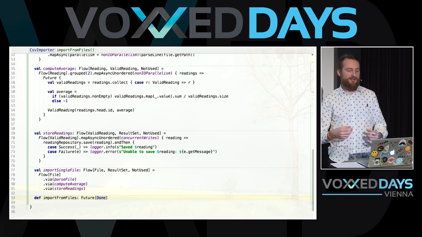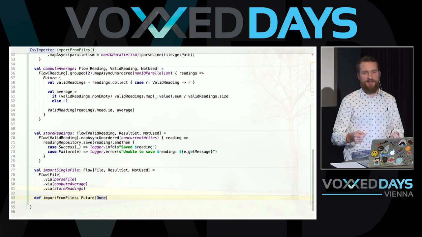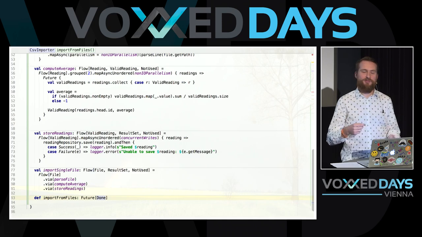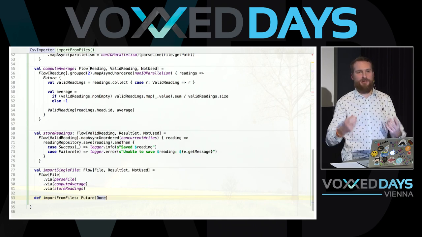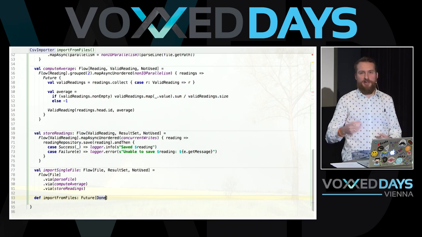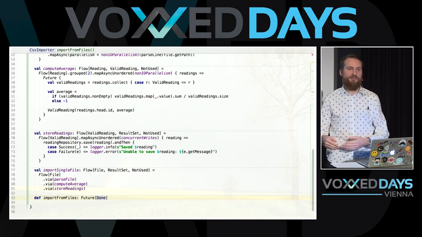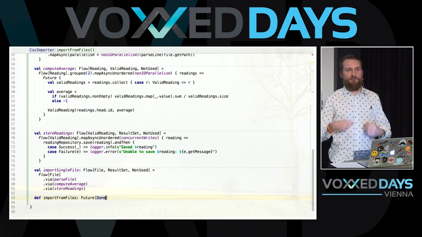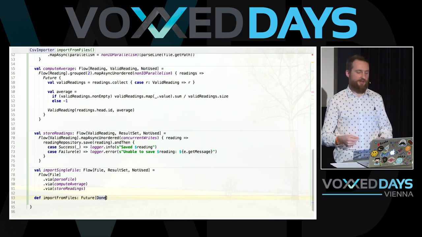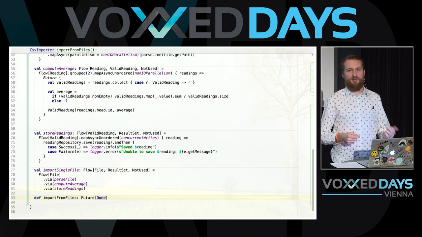NotUsed indicates that we don't care about the materialized value of a flow, and Done indicates that we don't care about the value that is emitted after running the graph. So it basically says, let's run the graph. Actually, our graph when it's run will have a side effect because it's going to write to the database, so we don't care about the value that will be returned. We just care about the fact that it completes. And this is what Done is for. Technically, it's just a unification of Scala's Unit and Java's void.